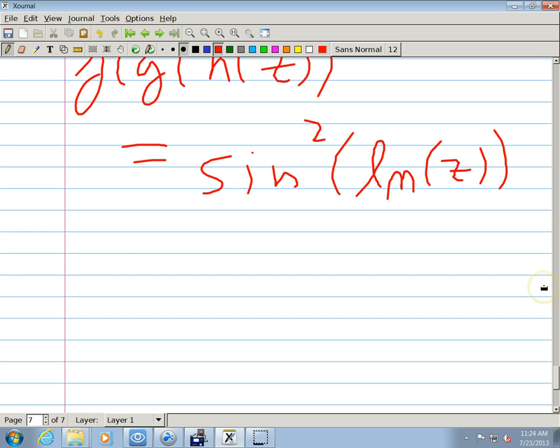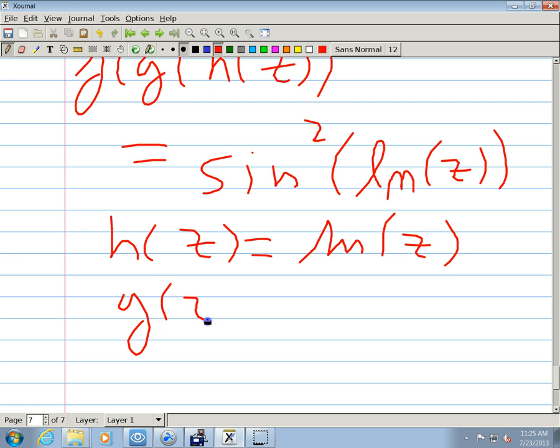So the innermost function h is the ln function. And then g, which we plugged into that, is sine. And then f is what we did to the sine, square it.